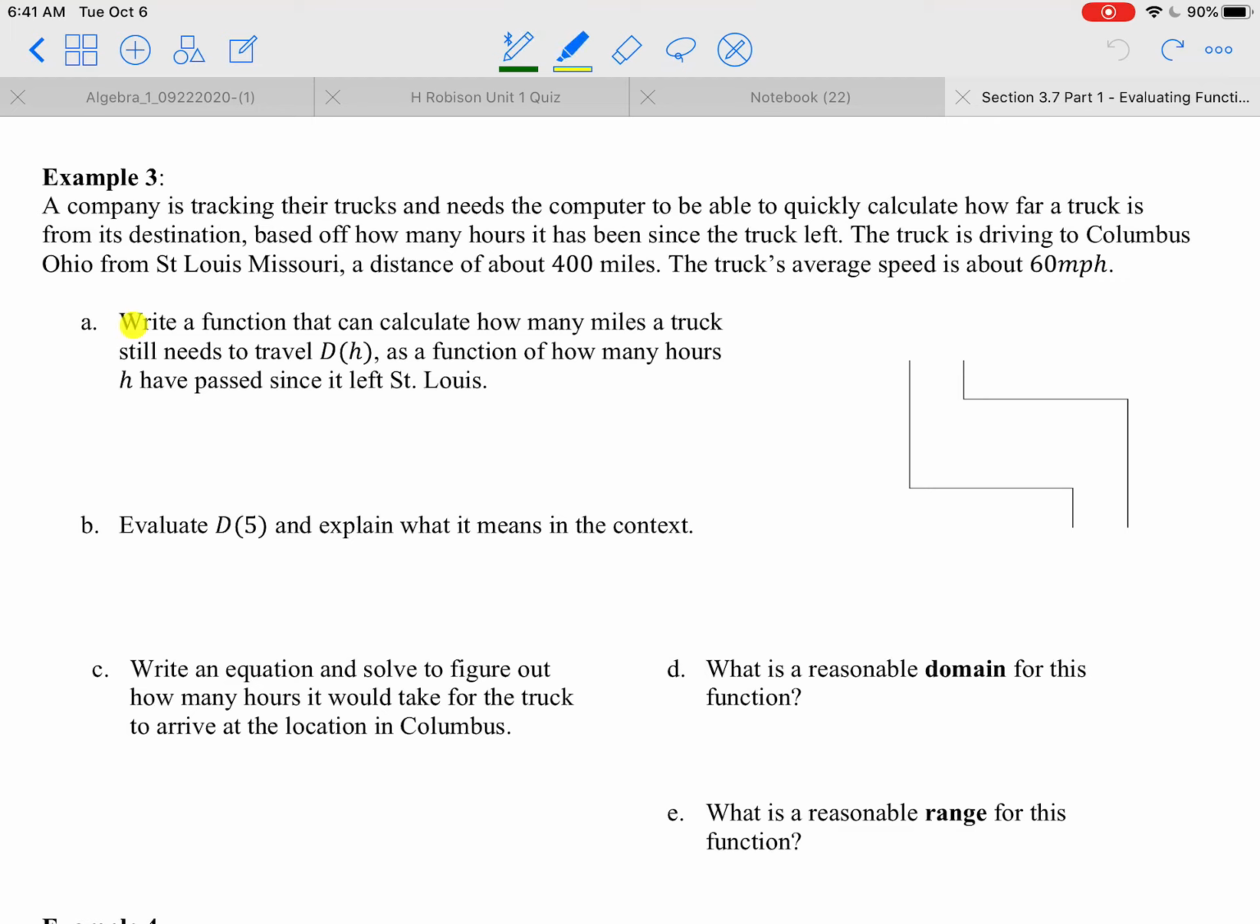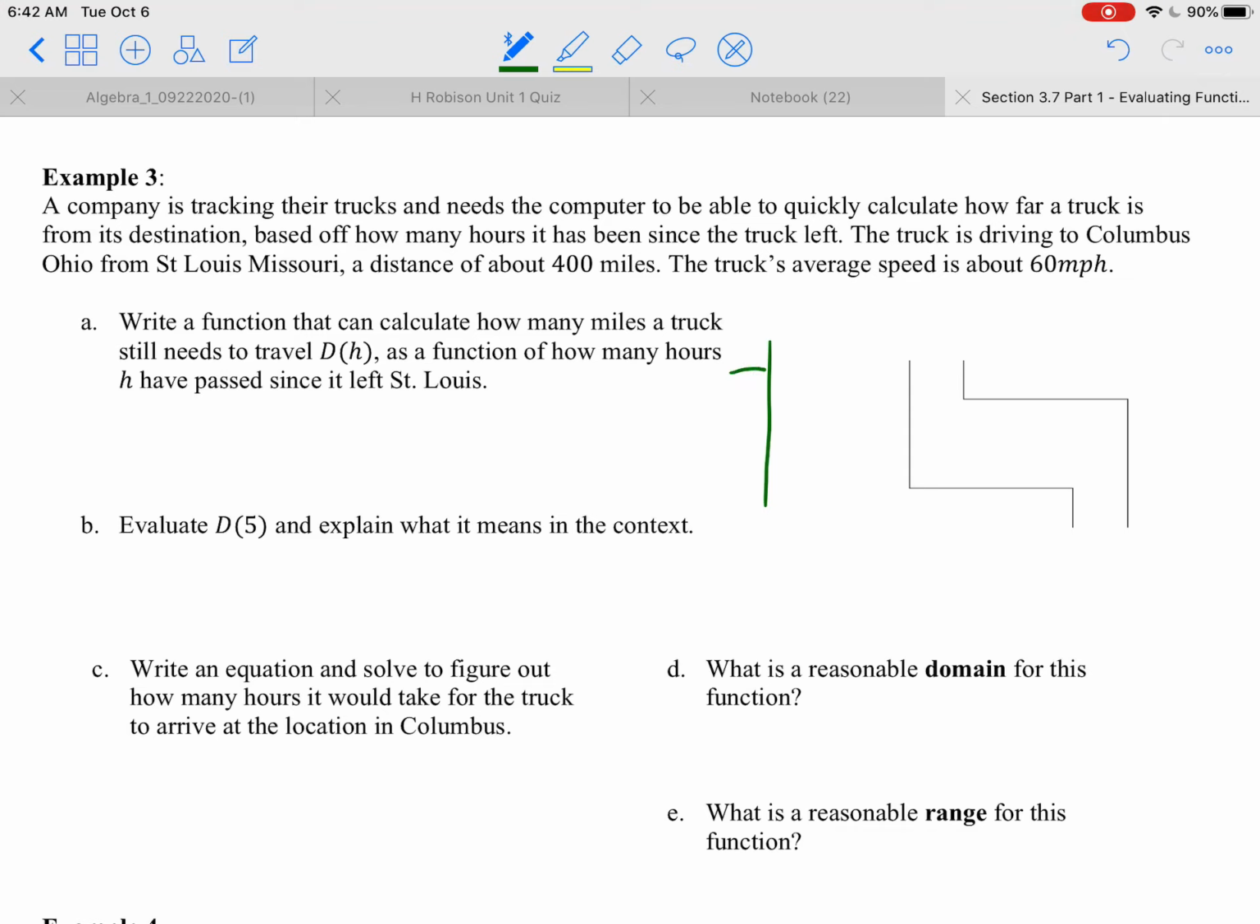So for part A, they want us to write a function that can calculate how many miles the truck still needs to travel as a function of how many hours have passed since it left St. Louis. And this is really crucial here. It's asking us to figure out how many miles a truck still needs to travel as a function of how many hours have passed since it left. So if it just left 0 hours ago, how many miles would it still need to travel?